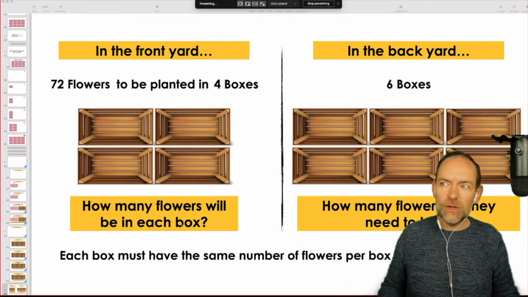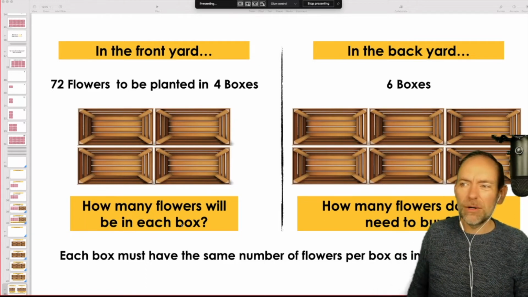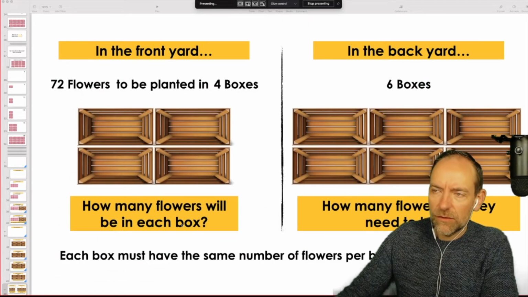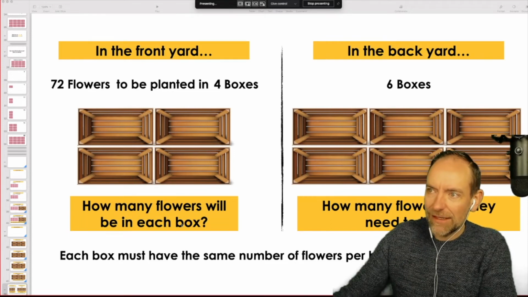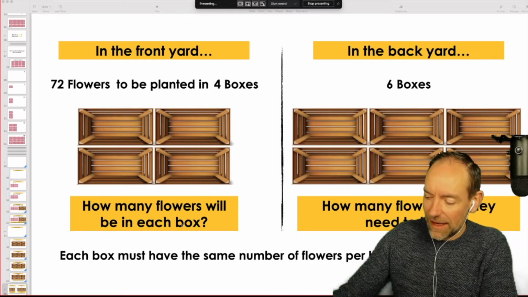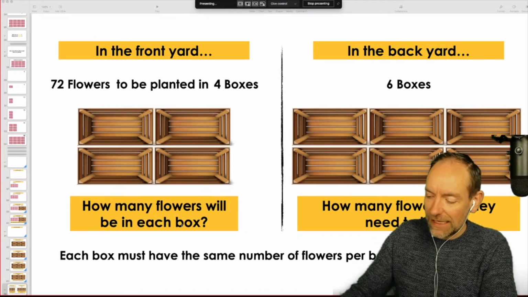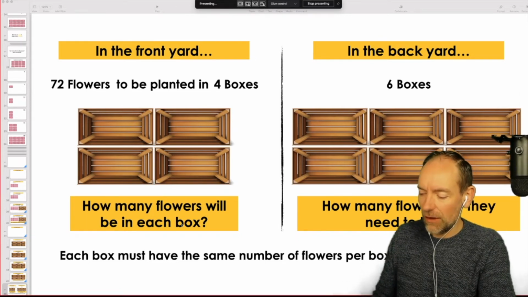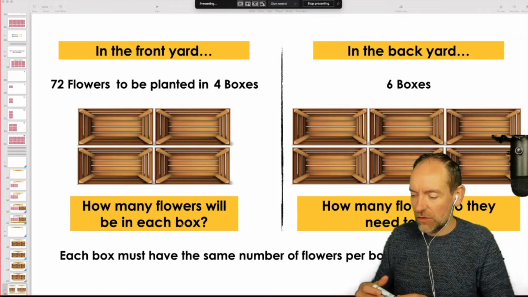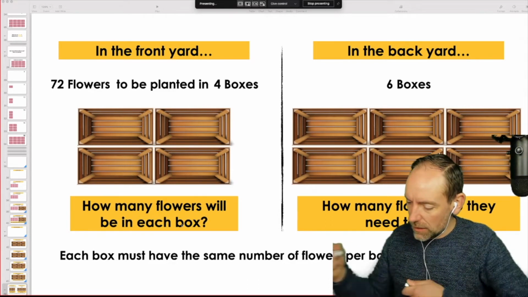But I wonder if we just wanted to know how many per box. Okay, so tell me more about that, because I have 72 flowers. And basically what it sounds like is we're dividing them. We're going to partition these into 4 boxes. And you're saying that halving could be helpful here, but I don't understand what you mean by that. What do you mean by that?